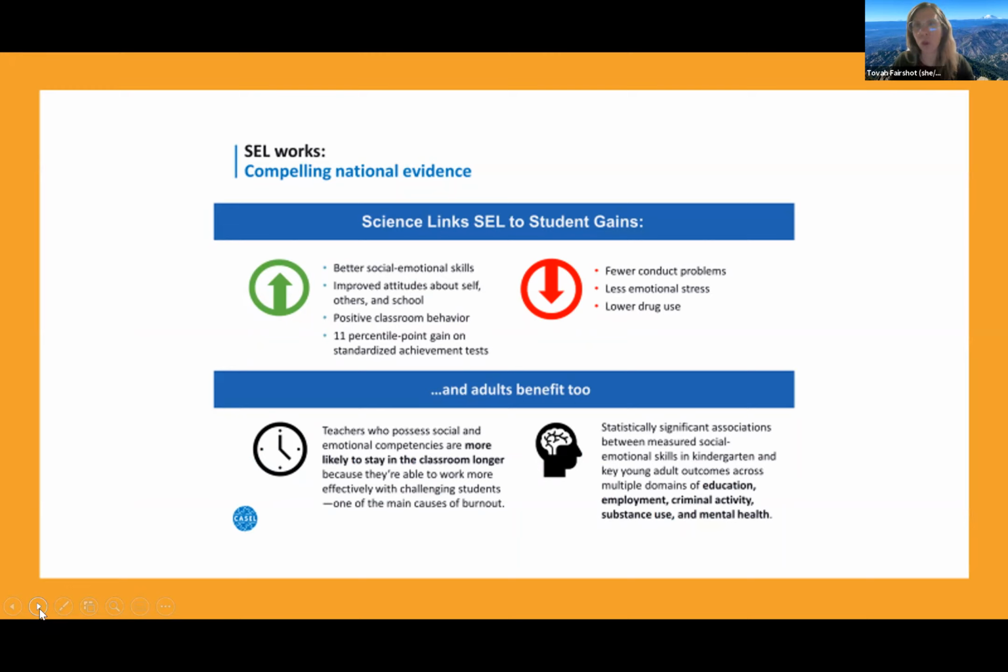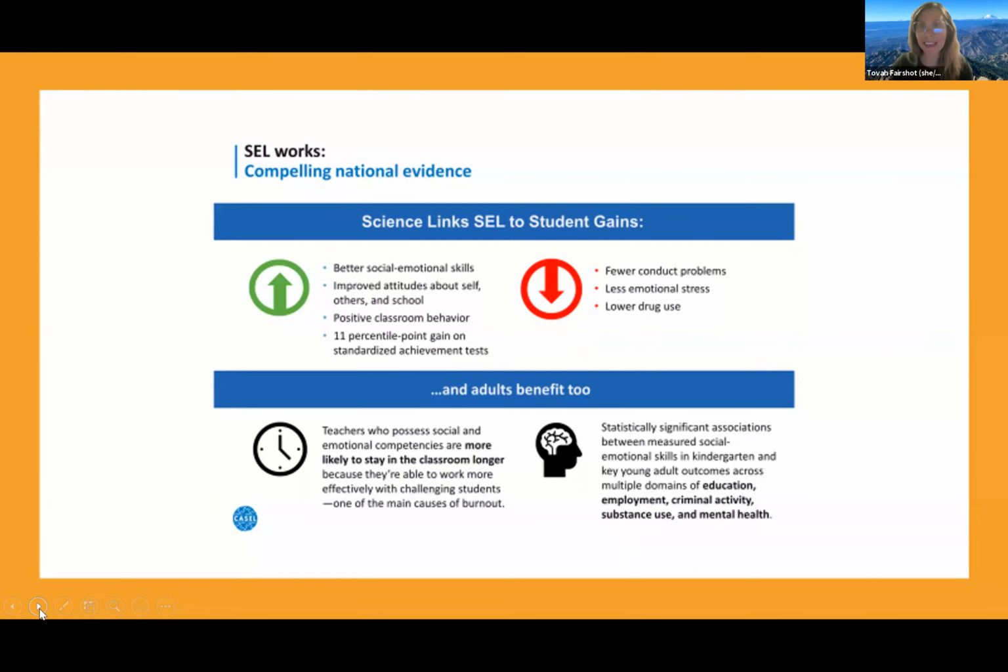And what is so important for so many educators, I recognize this, is that when a school has implemented a structured and strategic social and emotional learning curriculum, and it's implemented across the school building, and it's done with fidelity, those schools are seeing an 11 percentile point gain on standardized achievement tests. So we're seeing social and emotional learning impacting academic success as well.